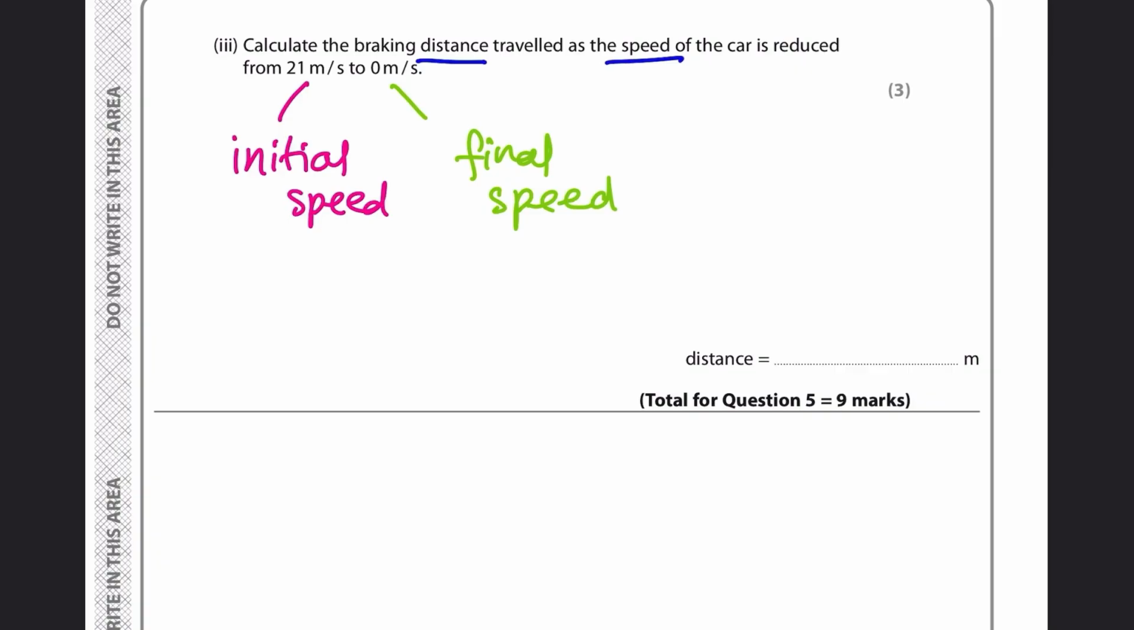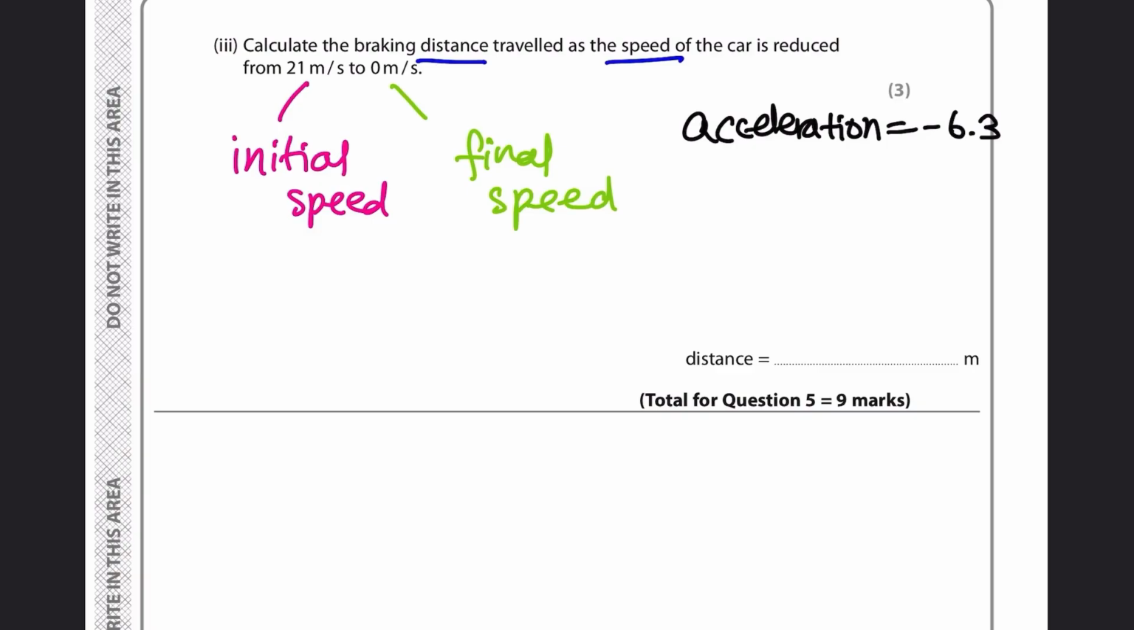Acceleration is negative 6.3. Now, what equation involves acceleration, final speed, initial speed, and distance?